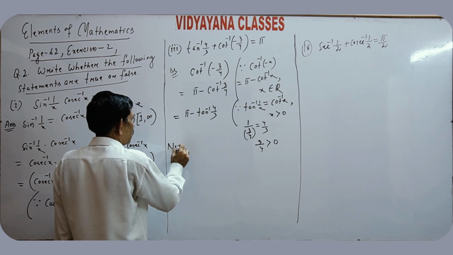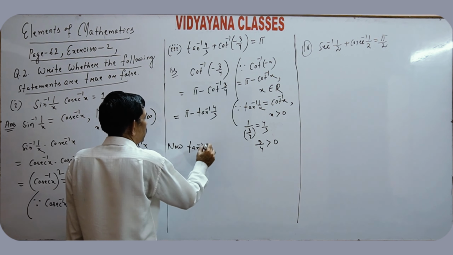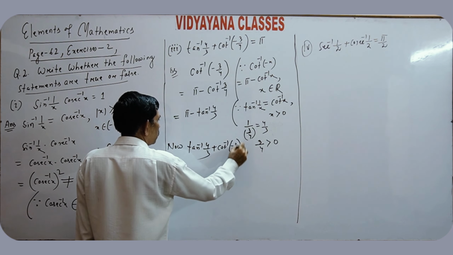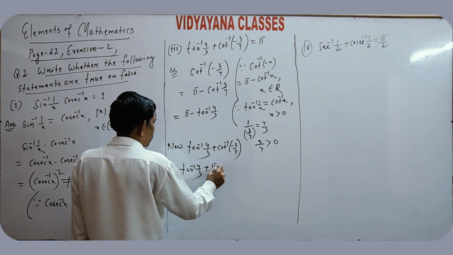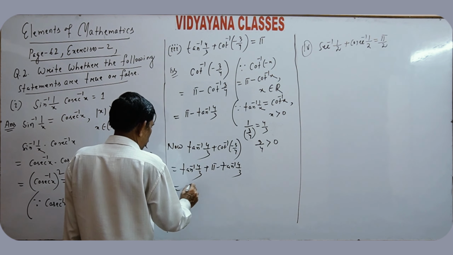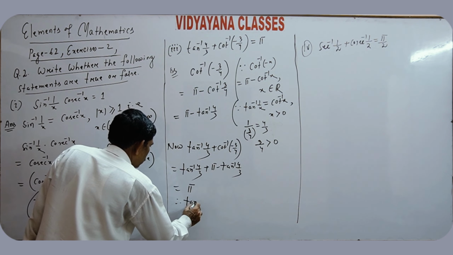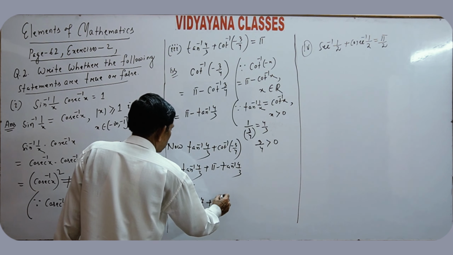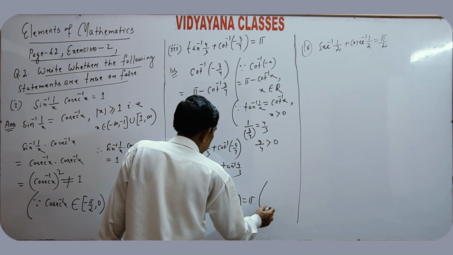Now, tan inverse 4 by 3 plus cot inverse minus 3 by 4 is the same as tan inverse 4 by 3 plus pi minus tan inverse 4 by 3, which is the same as pi. Therefore, tan inverse 4 by 3 plus cot inverse minus 3 by 4 is equal to pi. It is true.